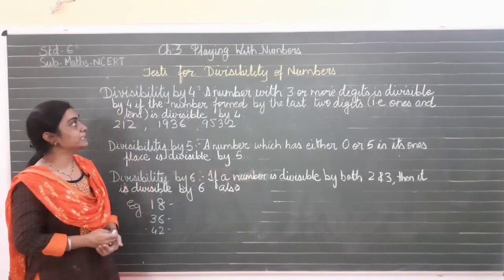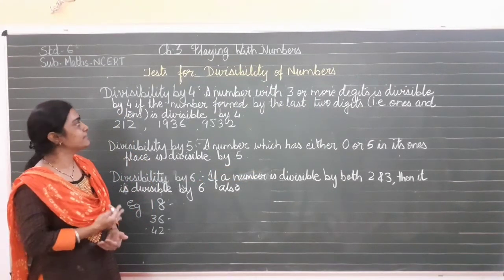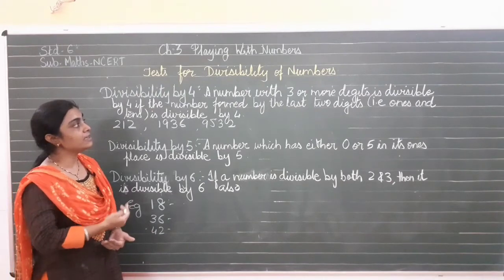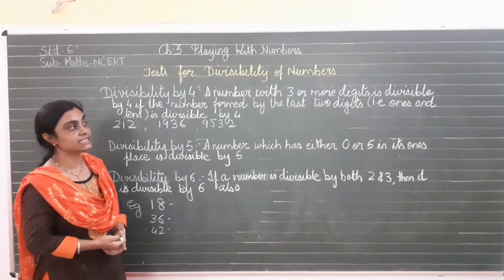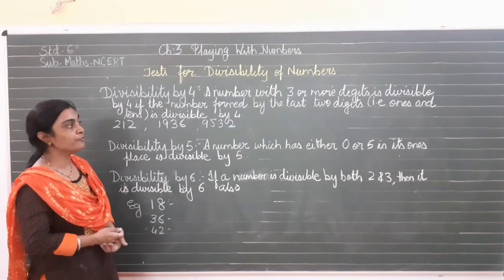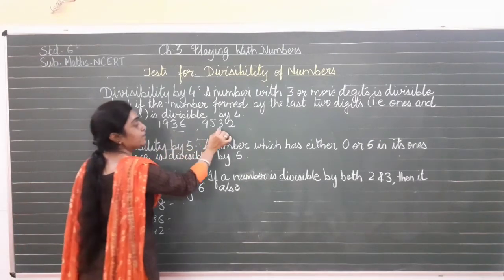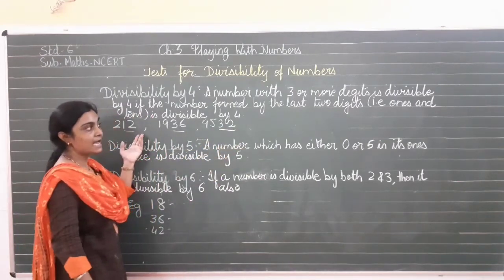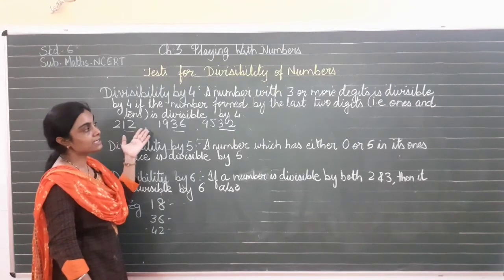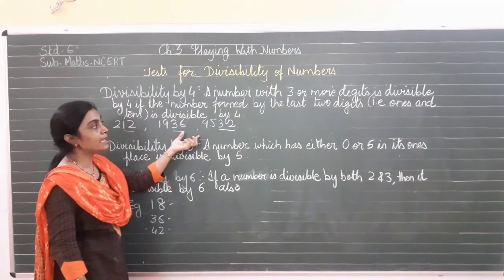We will see the divisibility test for 4. A number with 3 or more digits is divisible by 4 if the number formed by the last 2 digits, that is at ones and tens place, is divisible by 4. For the test for 4, we have to see the last 2 digits of the given number. If these digits are divisible by 4, that means it comes in the table of 4, then the complete number will be divisible by 4.